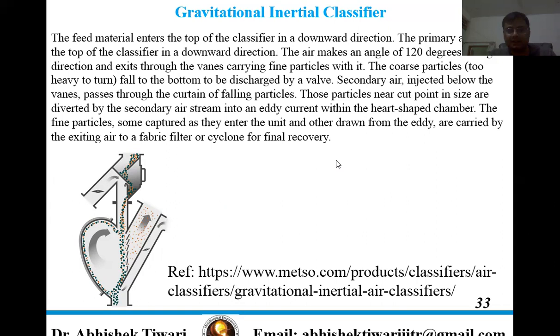Secondary air injected below the vanes passes through the curtain of falling particles. Those particles near the cut point in size are diverted by the secondary air stream into an eddy current within the heart-shaped chamber. You can see here this heart-shaped chamber. The fine particles, some captured as they enter the unit and the others drawn from the eddy current, are carried by exiting air to a fabric filter or cyclone for final recovery.